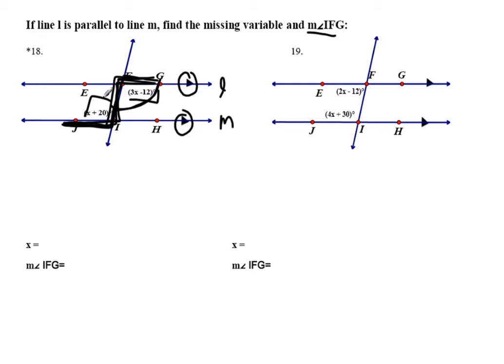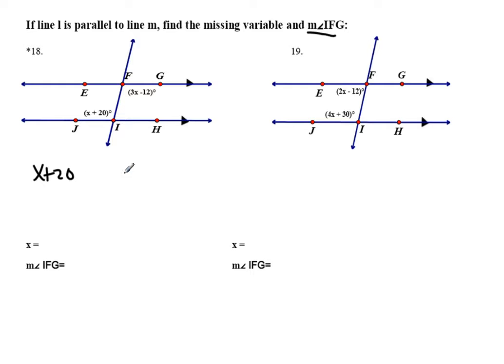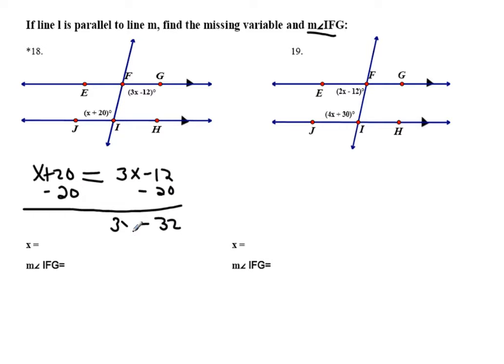Remember, what lies inside the cusps of your Z are alternate interior angles. They're inside these two lines on alternate sides of the transversal, now that I've covered everything up. And alternate interior angles are congruent. So in geometry, congruent means equal. So x plus 20 is equal to 3x minus 12. I'm just going to subtract 20 from both sides. So I would get a negative 32, bring down my 3x equals x.